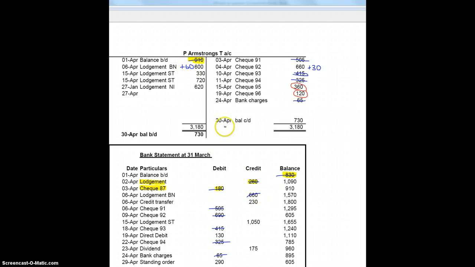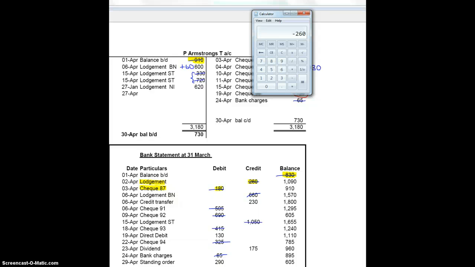Cross that off. Lodgement ST 313,720, and ST here is 1050, so the two of them together is 1050, so that matches the two of them. Just to double check so I'm not making a mistake: 330 plus 720 is 1050.